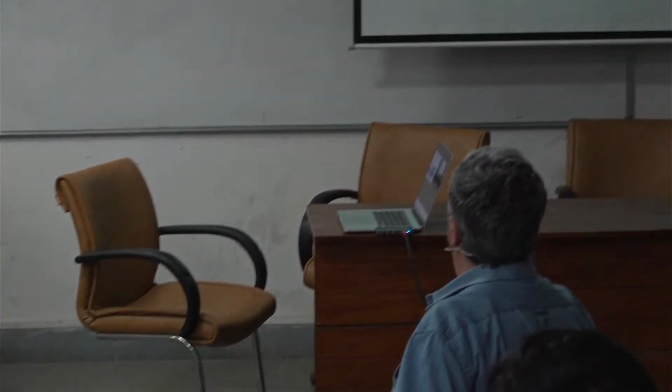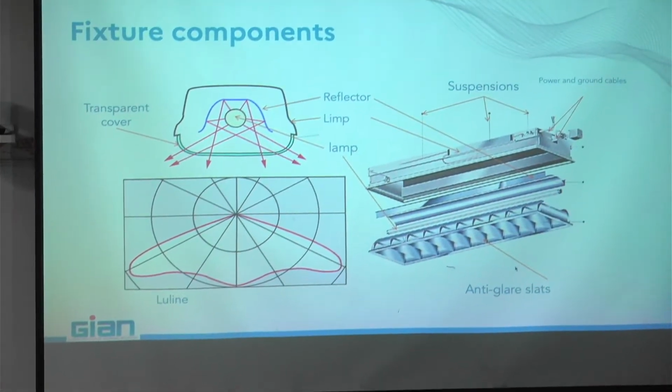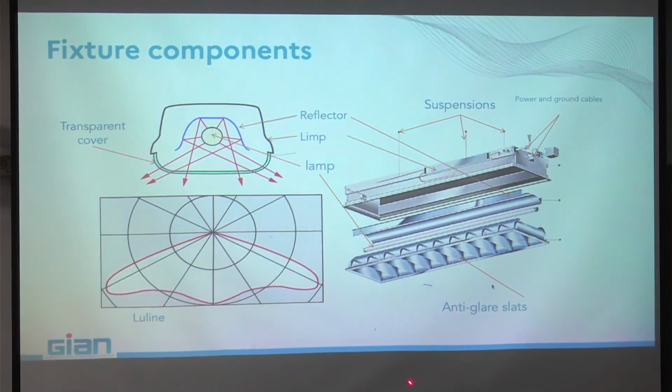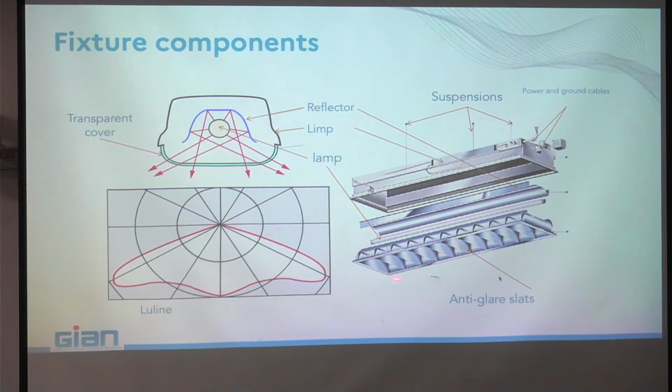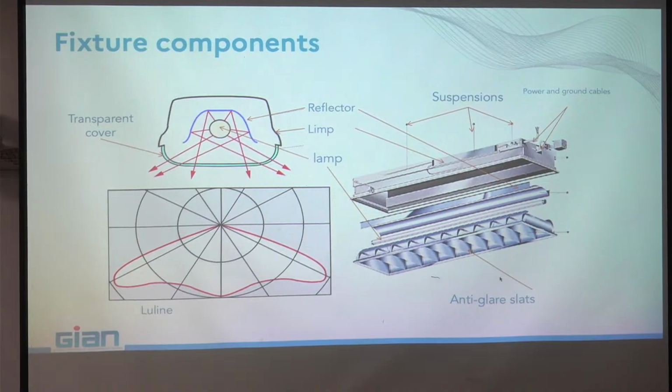Then you have the lamp, and you may or may not have a transparent cover, and you may or may not have these slats, which are the anti-glare, to avoid seeing the lamp directly. When we speak about glare tomorrow, you will understand why we have these slats, to avoid seeing the lamp directly and being glared. The function of the fixture is to shape the beam coming out from the fixture.